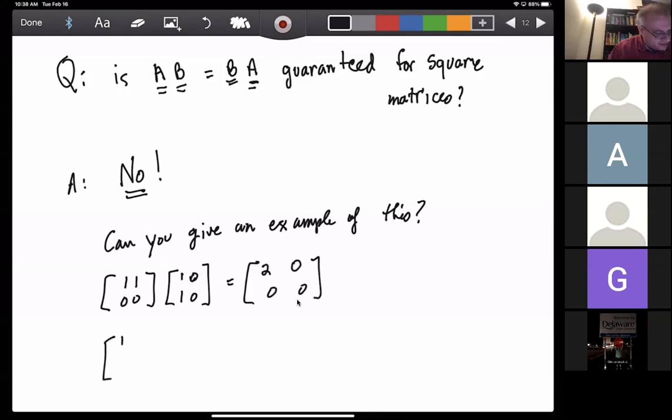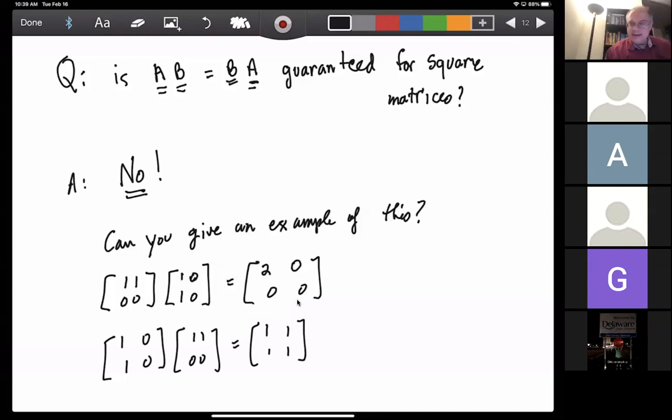So let's change the order and see what we get this time. If we go across and down, 1 times 1 plus 0 times 0 is 1. Already we know they're going to be different. So 1 and 0 is 1, 1 and 0 is 1, 1 and 0 is 1. Very good. Thanks for giving me an example.